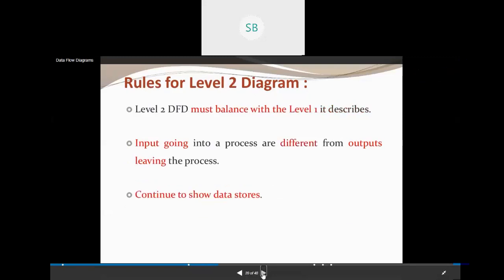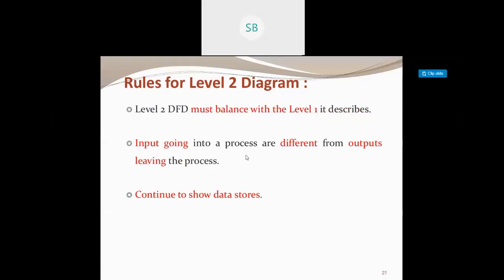Now the level 2 rules. The level 2 DFD must balance with the level 1 it describes. For very small projects, it's not required to go to level 2; we can stop at level 1 itself. Generally, if the project is big, we go for level 2, otherwise we stop at level 1.